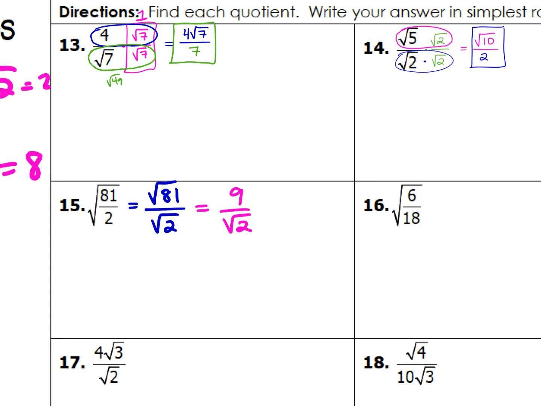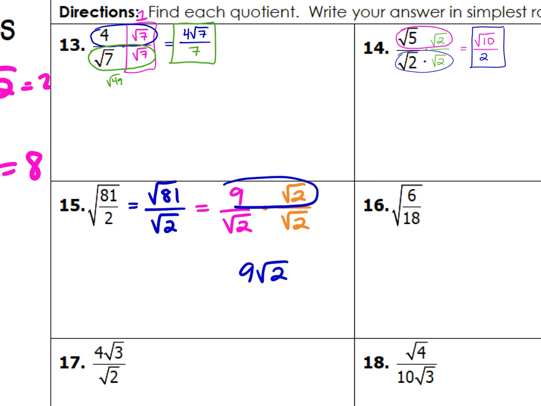Okay, so you're here. What's your next move? You multiply it by 1, in the form of what? What are we going to put over here? Rad 2 over rad 2. Okay, we're multiplying by 1, but just making it look different. So rad 2 over rad 2. What's your next move? You multiply the top, it's 9 rad 2, and then the bottom is just 2.